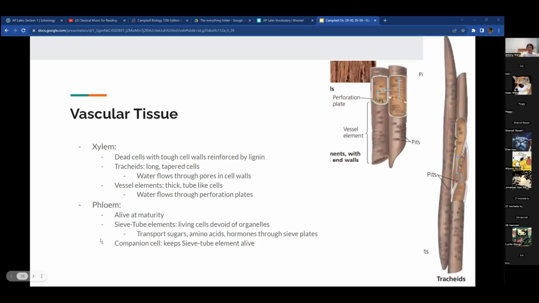These are cells that, although they're alive, so they maintain their internal environment, have a living cytoplasm and a cell wall, but they're devoid of organelles. So they have nothing except their internal cytoplasm, right? So how do they keep themselves alive? Well, the answer is they don't. Someone else keeps them alive. These cells are called the companion cells.